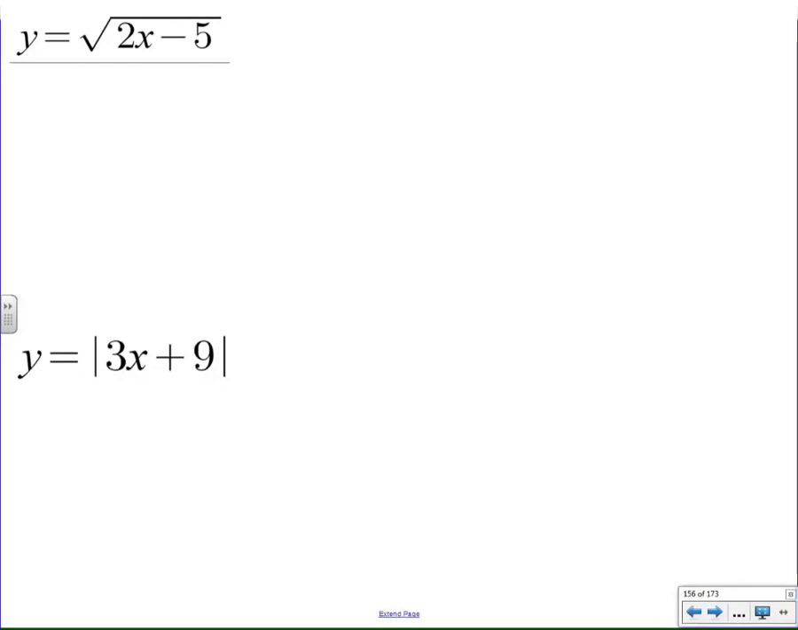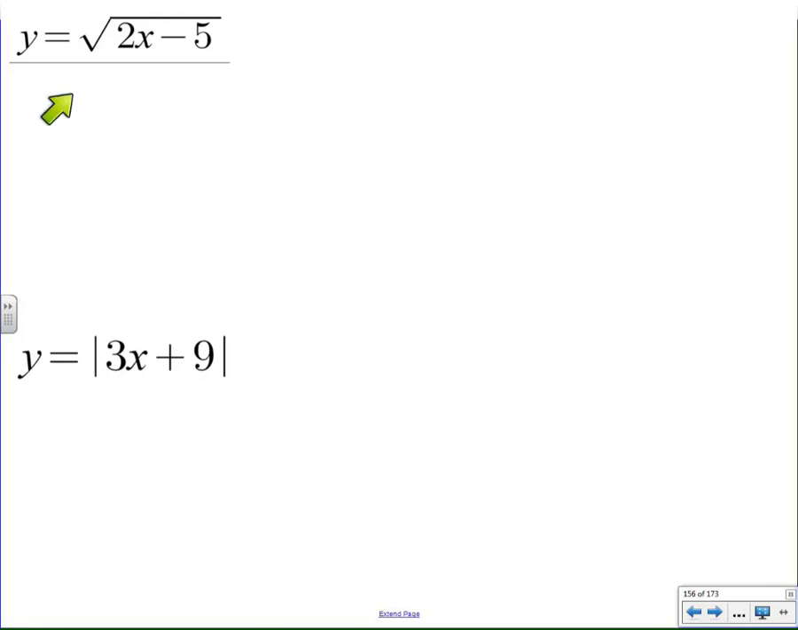Hello, what follows is a summary of some of the horizontal transformations, including horizontal compression and stretch, along with horizontal shift. We're going to look at how to go from the equation to the graph and back again. Basically, we're just going to reverse the same techniques.